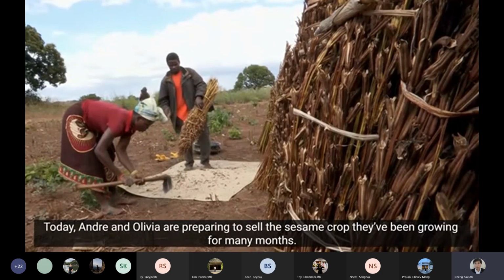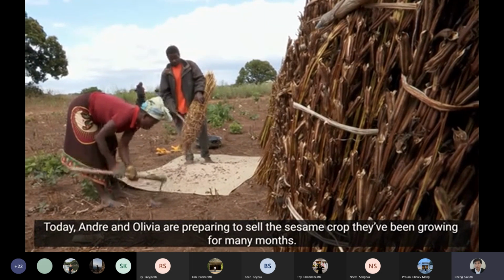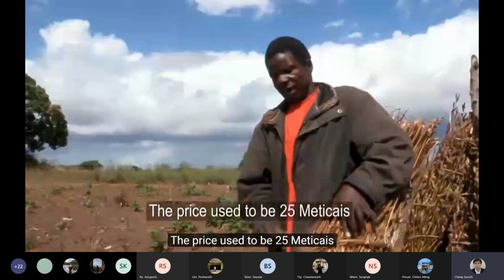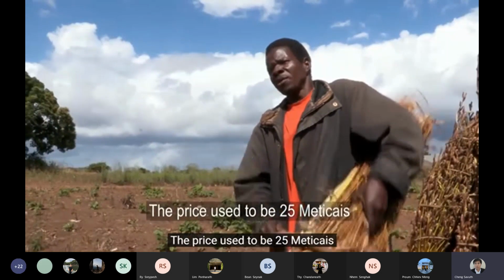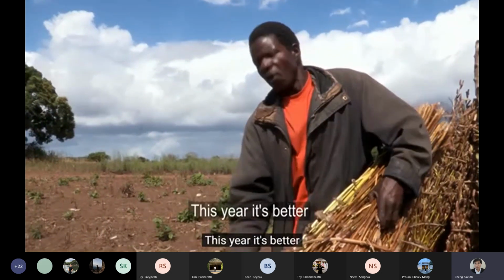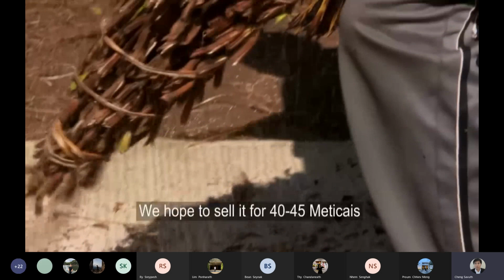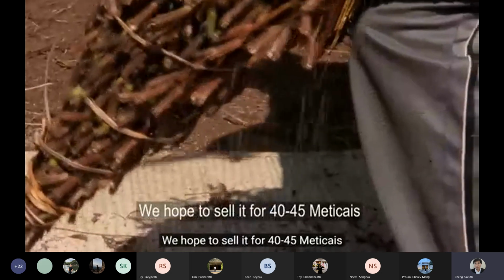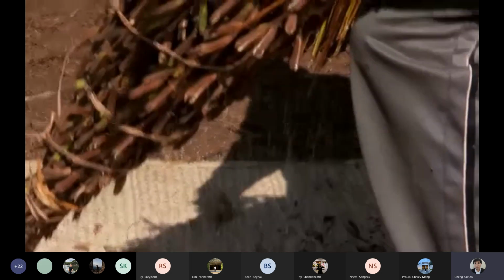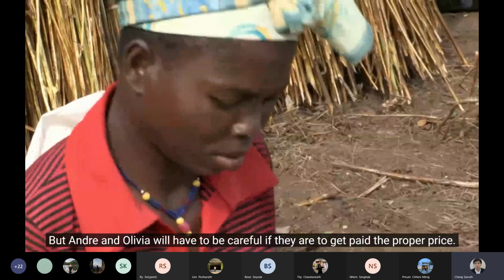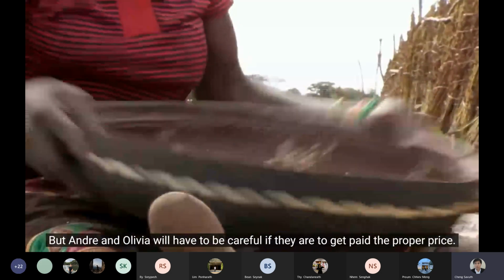Today, Andre and Olivia are preparing to sell the sesame crop they've been growing for many months. But Andre and Olivia will have to be careful if they are to get paid the proper price.